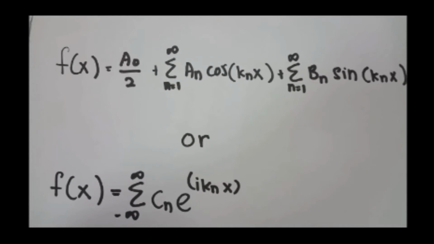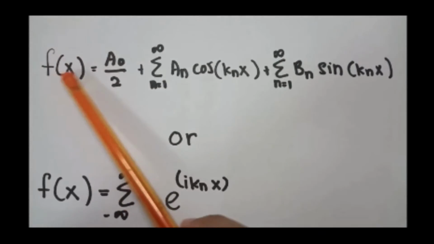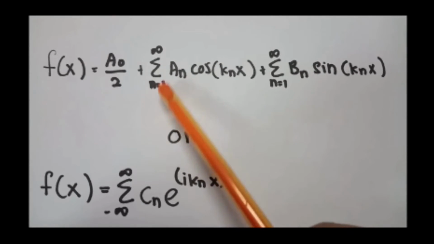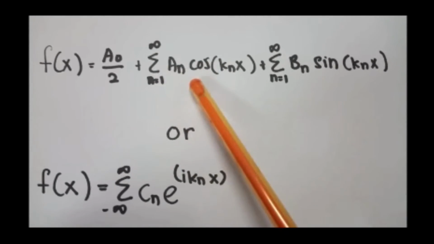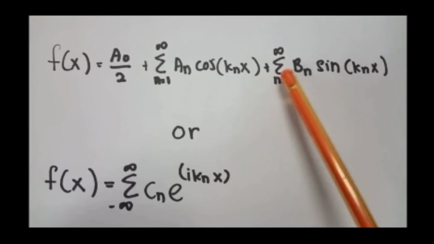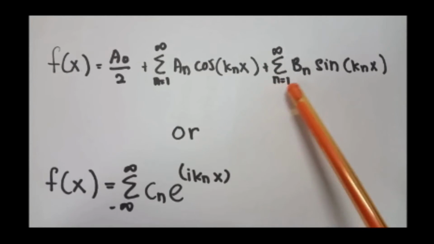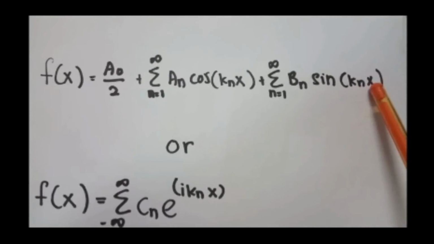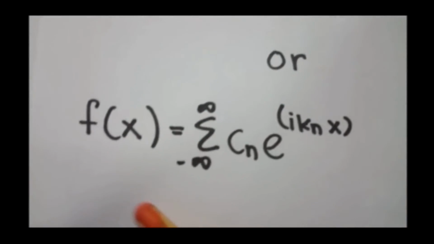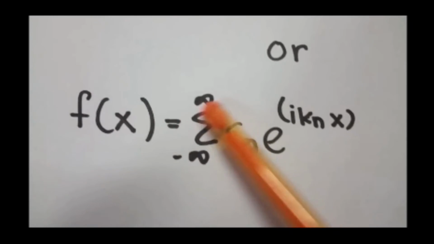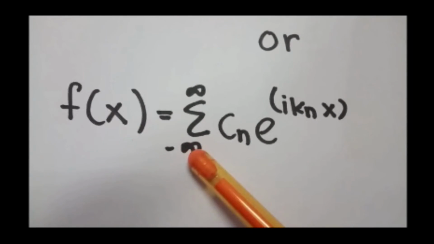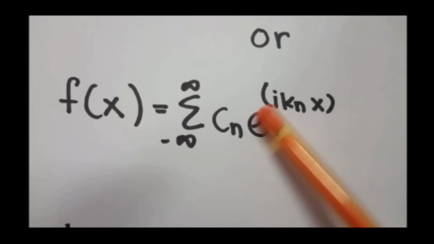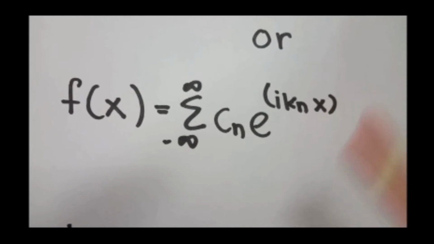So the formula for this application is f(x) equals a naught over 2 plus summation from n equals 1 until infinity an cos knx plus summation from n equals 1 until infinity bn sin knx, or we can simplify it as f(x) equals summation from negative infinity to positive infinity, Cn e exponent i kn x.